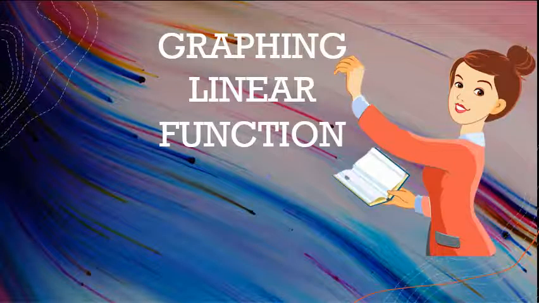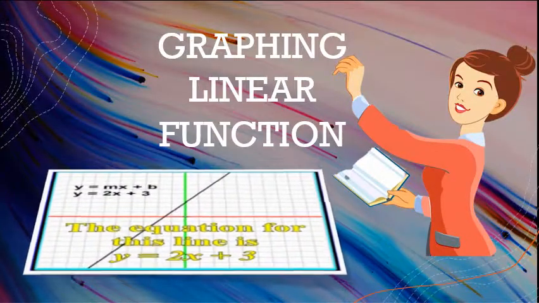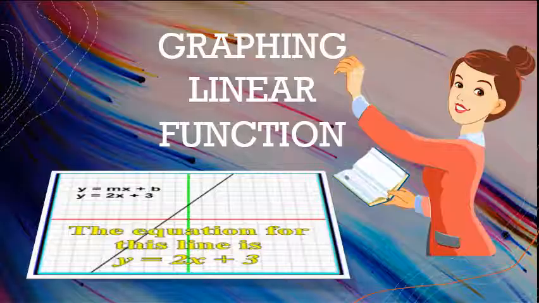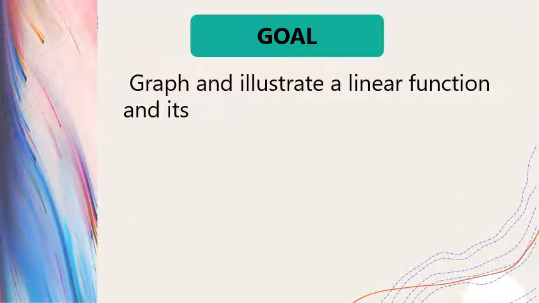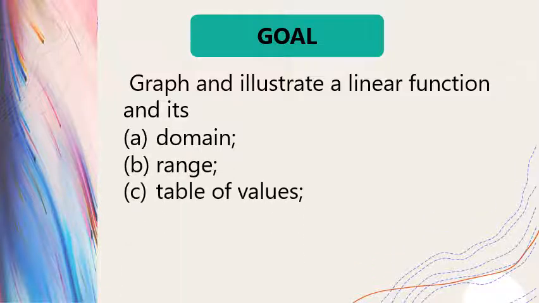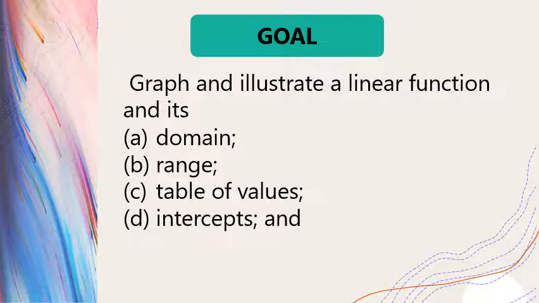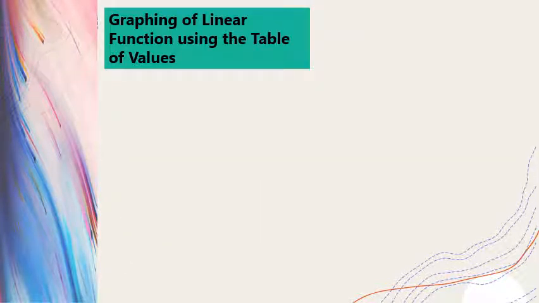Graphing linear function. This is our goal. We're going to graph a straight linear function and its domain, range, table of values, intercepts, and slope. So we have two ways of graphing a linear function. One is using the table of values, and another one is graphing a linear function using the slope and the y-intercept.